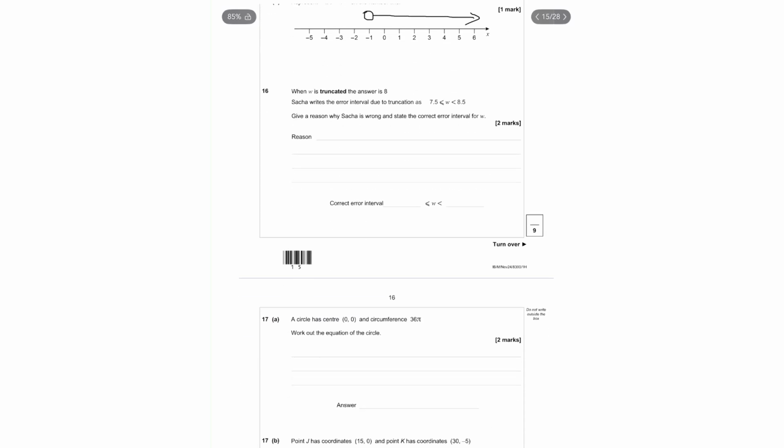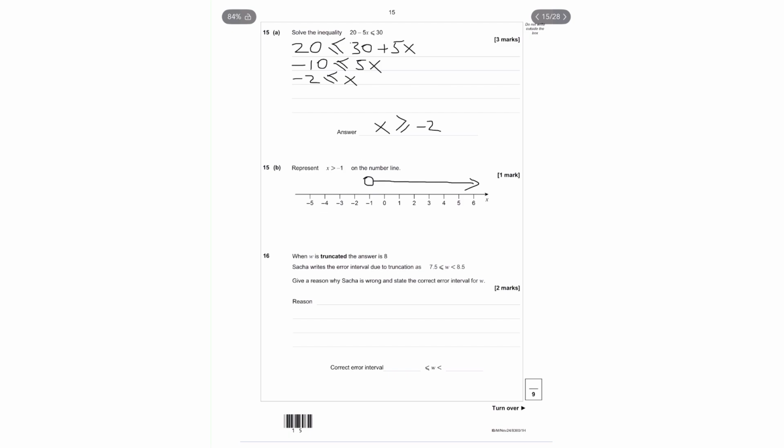For question 16, when W is truncated, the answer is 8. Sasha writes the error interval due to truncation as W is greater than or equal to 7.5 and less than 8.5. Why is Sasha wrong, and state the correct error interval for W? So in this case, Sasha has mistaken truncation for rounding. If we were to round, and the answer is 8, then this would be the correct interval.